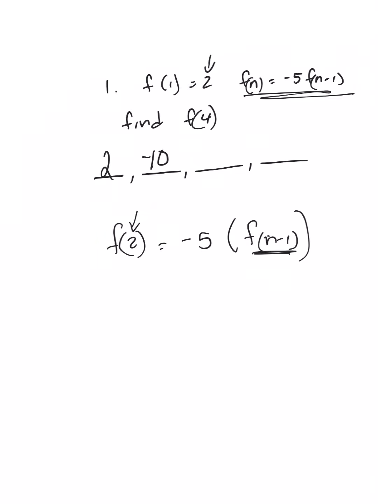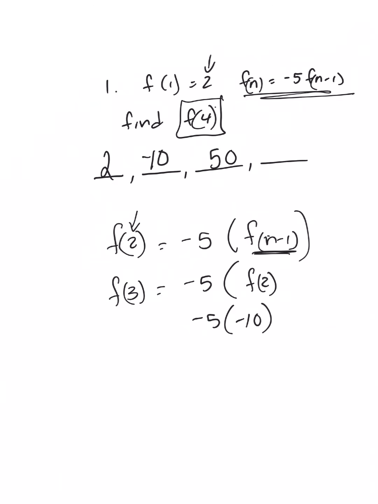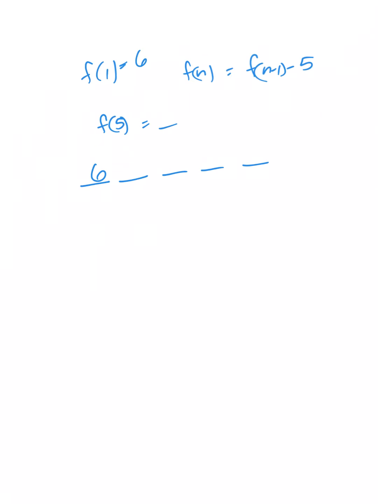So what would f of 3 be? F of 3 is going to be -5 times f of 2. So that's -5 times -10. So we've got 50. Wait, so what do we get for f of 4? So f of 4 is going to be -5 times 50, which is -250.